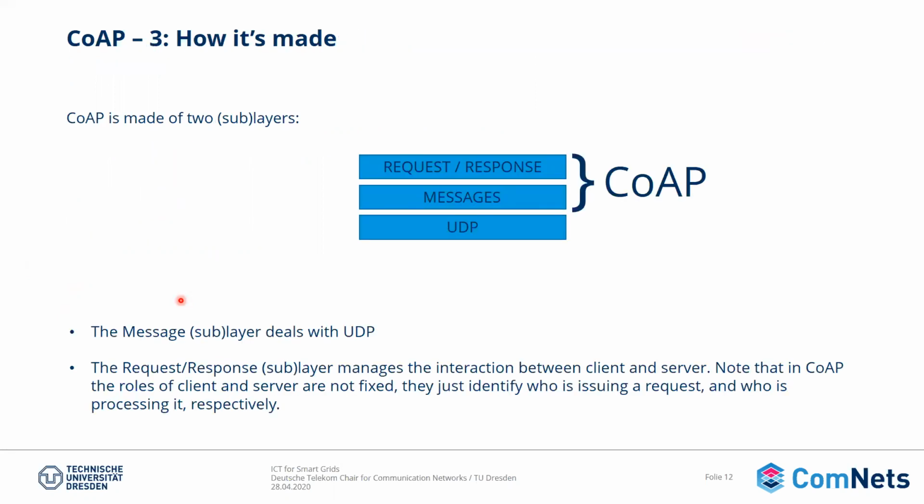The next thing is that we're going to look at how CoAP is made. Mainly, CoAP is made of two sublayers. First is the request-response layer and the message itself. Both of these layers sit on top of UDP. UDP stands for User Datagram Protocol, and it's a protocol similar to TCP that describes the communication between two different nodes. The thing about UDP is that the communication exists as a stream of packets that has no order, no delivery reliability, and no kind of flow control.